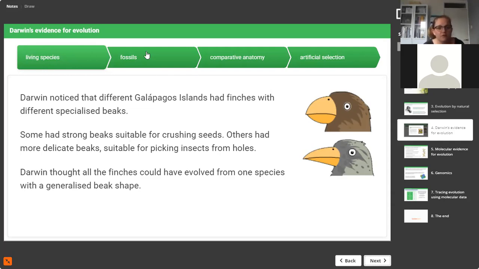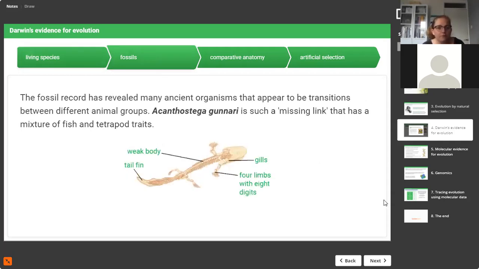Darwin also got some evidence for evolution from fossils. The fossil record has revealed many ancient organisms that appear to be transitions between different animal groups.